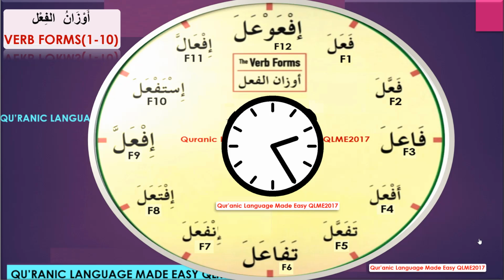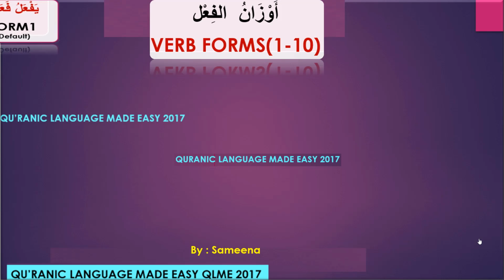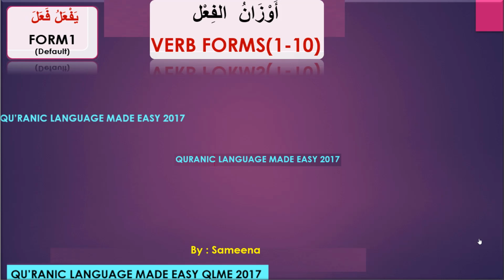There are 10 forms or measures of Arabic verbs, which means that there are 10 different ways to see a verb in Arabic. These are not the only verb forms, but these are the most common verb forms. Awzanul fi'l. Form 1 is the default. This expresses the general verbal meaning of the root in question.